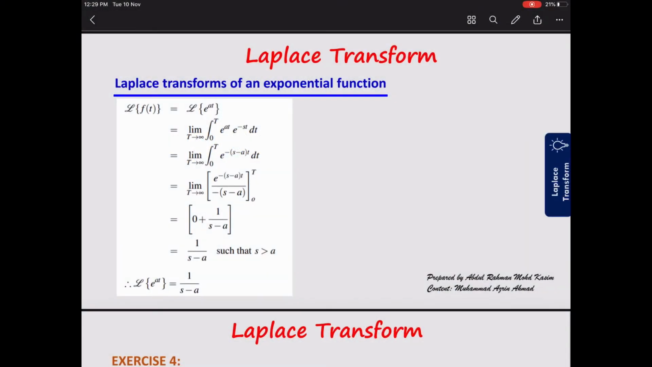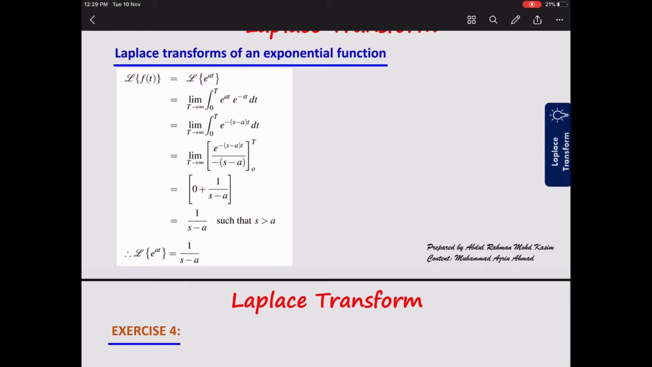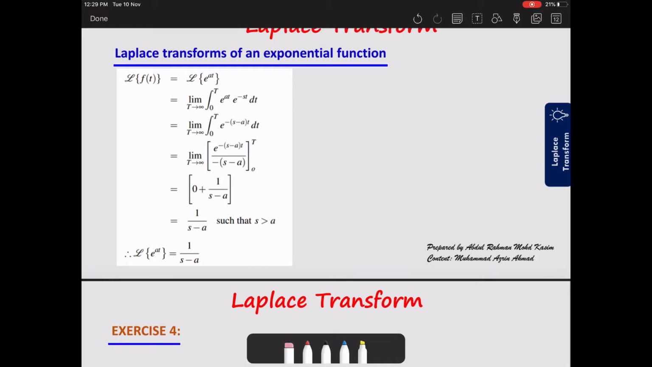Now let's proceed to the Laplace transform of an exponential function. As previously, by definition, we need to integrate between two functions. This is our function, and this is the function by the definition. We can simplify it, and later on we integrate. We will have this function, we put the limit, then finally we will have the answer.